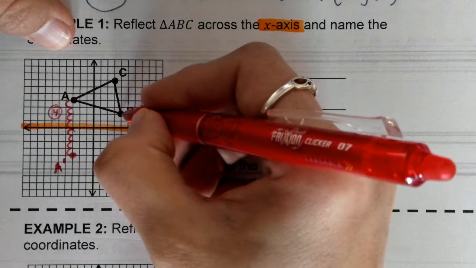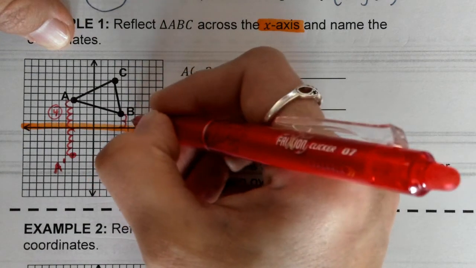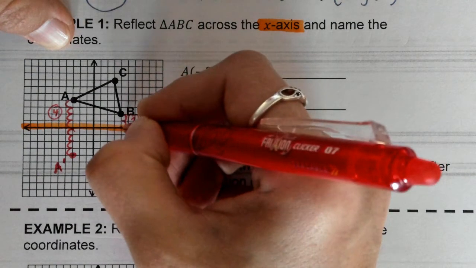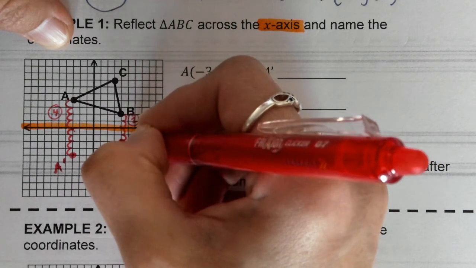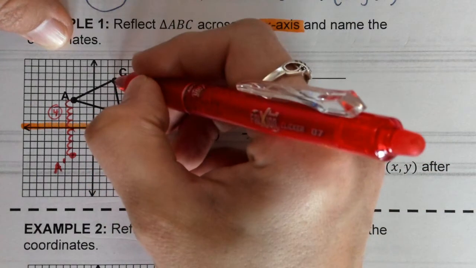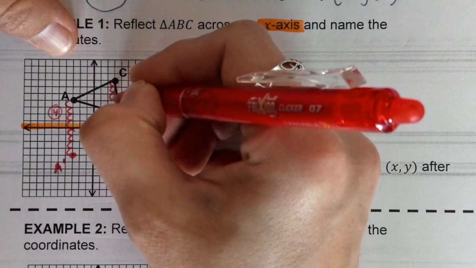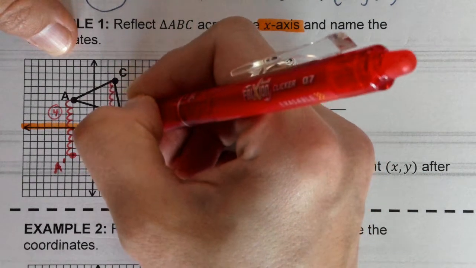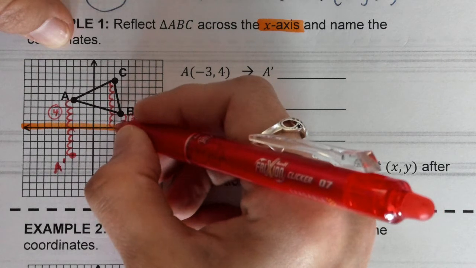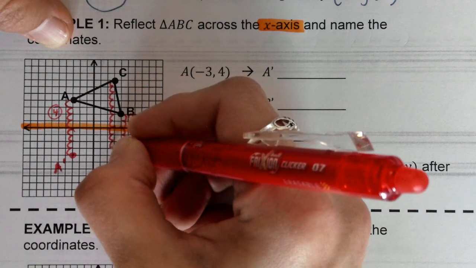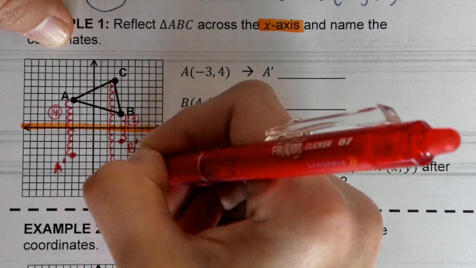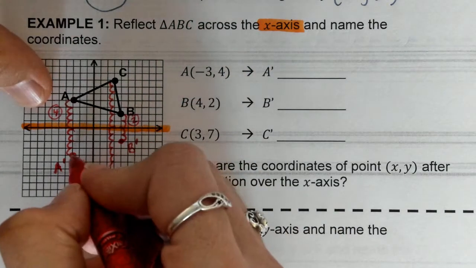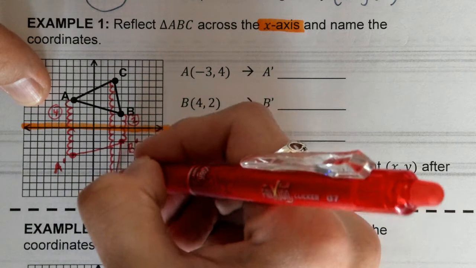Okay? B, I notice I'm moving 1, 2 to the line of reflection. So I need to move 2 more. Start counting again, 2 more on the other side. And there's B prime. C, we're going to go 1, 2, 3, 4, 5, 6, 7. So I need to count and start over again, count 7 more on the other side. 1, 2, 3, 4, 5, 6, 7. So what I suggest you do is pause the video and figure out the coordinates and write them in.